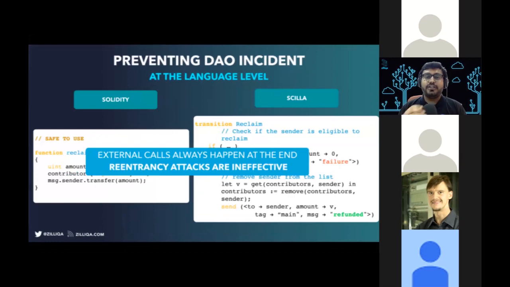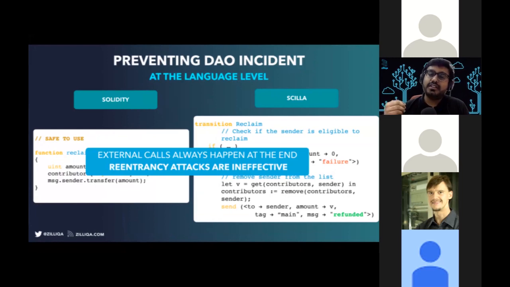And how we solve this is at the Scilla level. We have solved this at the language level itself. So in Scilla we have transitions instead of functions. It's similar in utility to a function, but we call it a transition. In a transition, all the external calls always happen at the end, and they happen using the send keyword.